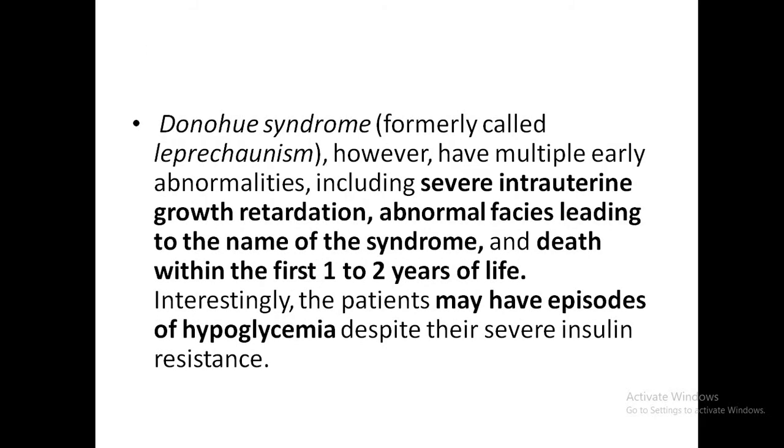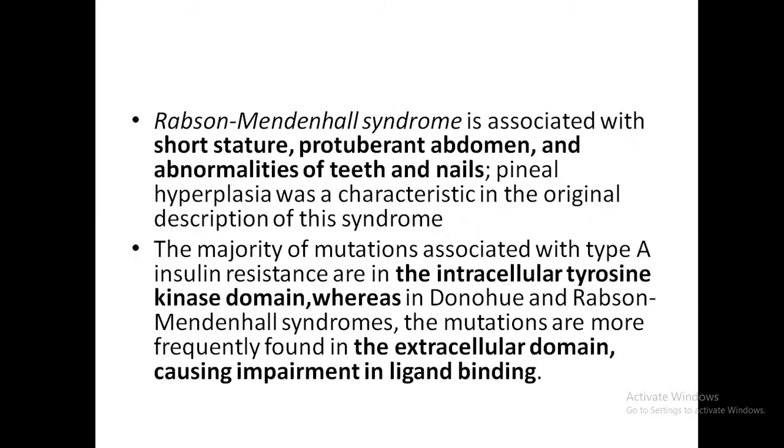Donohue syndrome, however, presents very early with severe IUGR and abnormal facies, and death occurs in the first 2 years of life. However, these patients may have episodes of hypoglycemia in spite of their high insulin resistance. The third one is Rabson-Mendenhall syndrome, and it is associated with short stature, protuberant abdomen, and abnormalities of teeth and nails.